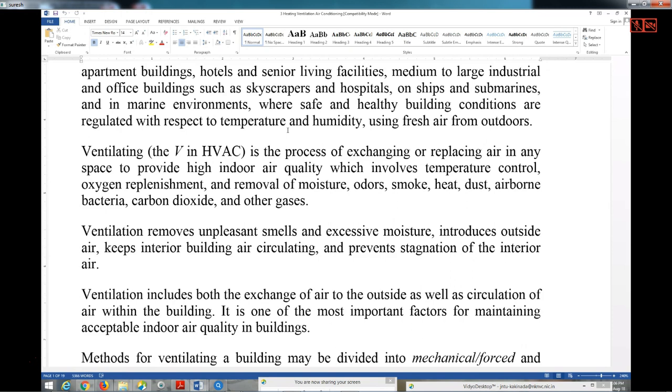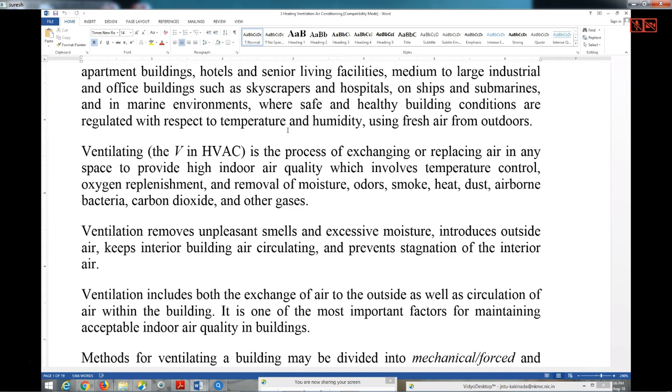Next, ventilation is the process of exchanging or replacing air in any space to provide high indoor air quality, which involves temperature control, oxygen replacement, and removal of moisture, odor, smoke, heat, dust, airborne bacteria, carbon dioxide, and other gases. We often assume that air conditioning is only to provide cooling. Most people think like this, and just to get a cool temperature we utilize AC. But the AC serves other purposes too, such as providing proper ventilation.